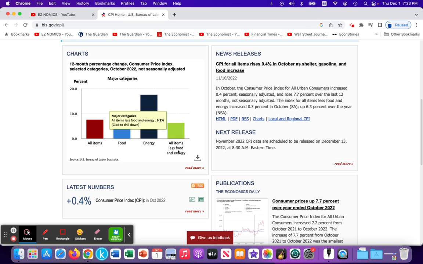Right here, we have all items minus food and energy. So this is what we would call the core rate of inflation. Core rate of inflation is CPI minus volatile prices, which would include food and energy. And here we can see that all other items, except for food and energy, is also increasing by 6.3%. So it's also a significant increase.